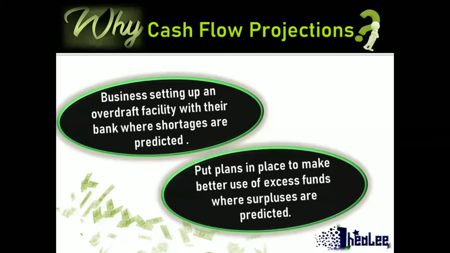Another is that they'll be able to put plans in place to make better use of excess funds where surpluses are predicted. So when they are too liquid, what would they put in place so that they don't fall into a liquidity problem? Businesses try not to be too liquid. So in doing the cash flow projections, they can put plans in place so they can make better use of the excess funds.